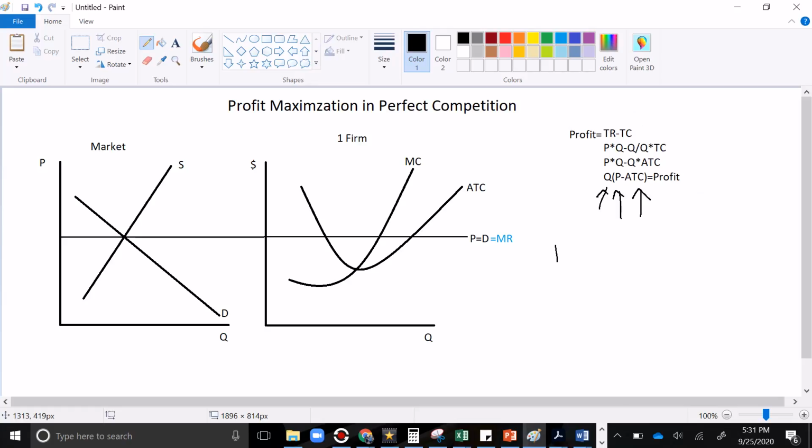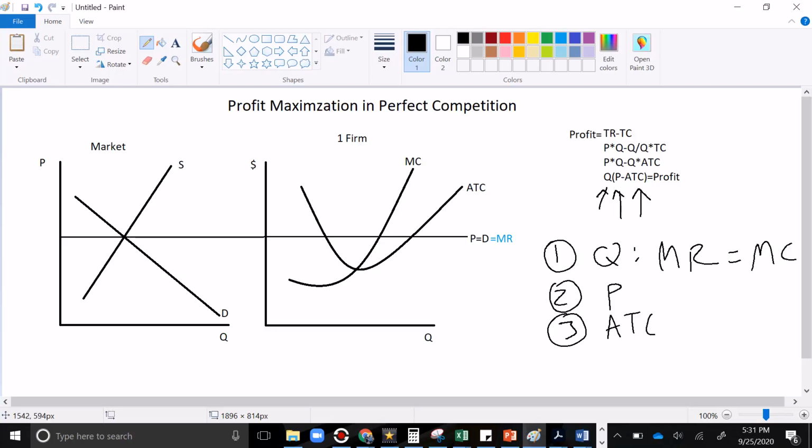So step 1, choose quantity by setting marginal revenue equal to marginal cost. Step 2, identify your price. It's given to us, so that's really easy in perfect competition. Step 3, identify your average total cost. And step 4, profit is equal to quantity times price minus average total cost.